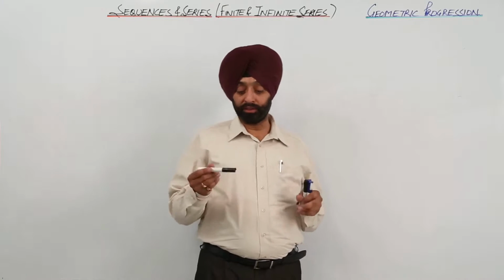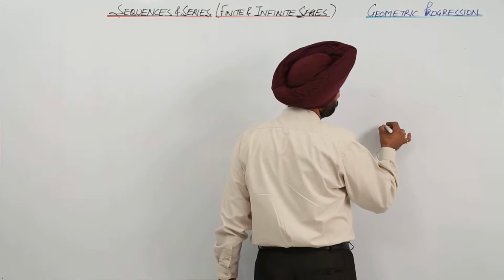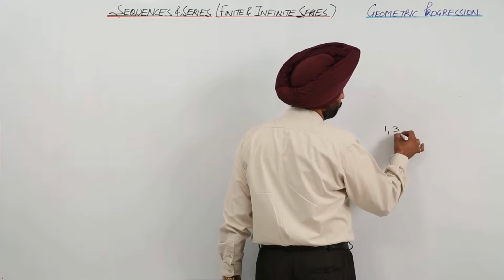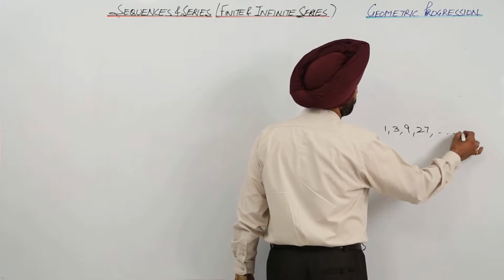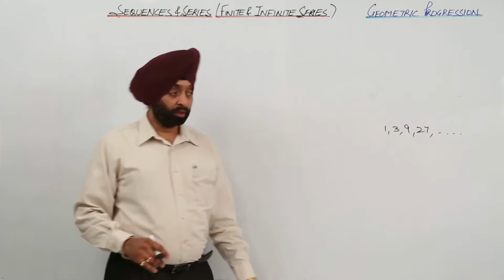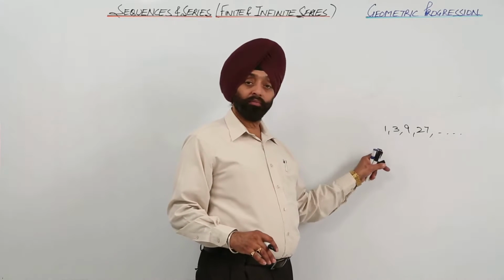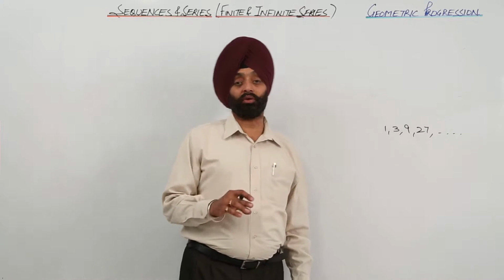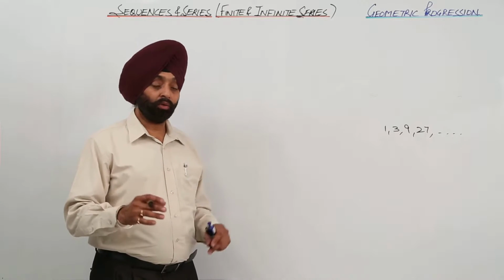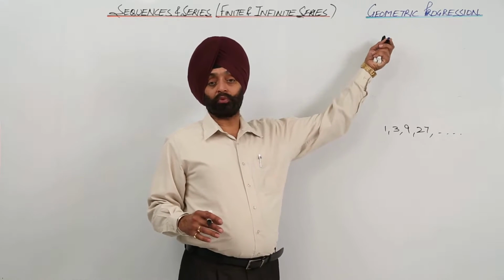Now I am writing a series here, just check it. I have written 1, 3, 9, 27 like this. Now is it an AP? 3 minus 1 is 2, 9 minus 3 is 6. So it means it is not an AP series. Okay. So now we are going for the geometric progression.